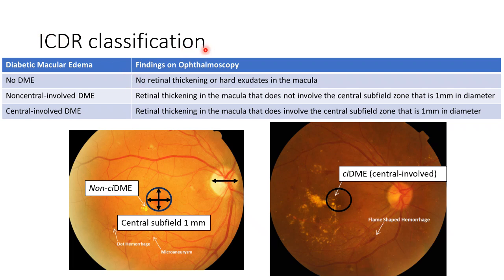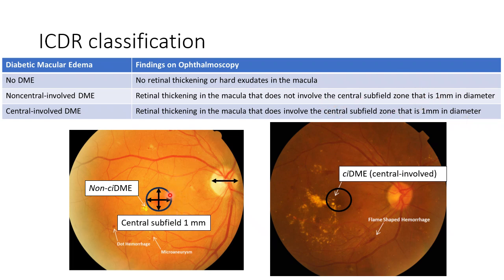Then comes the ICDR classification. ICDR classifies macular edema as non-center involved and center involved, and it uses 1 millimeter diameter, the central 1 mm zone rather than the central 500 micron zone. Just double, just to remember. So no DME is no retinal thickening or hard exudates. Non-center involved when the thickening is present, but it does not involve the central subfield zone that is 1 mm in diameter. I'm going to explain this central subfield zone, what this means in the subsequent slides.